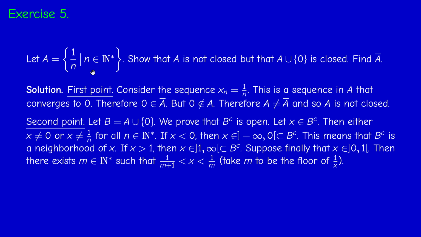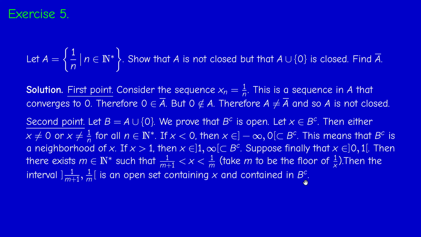Now this interval from 1 over m plus 1 to 1 over m does not meet A. If you draw a picture, the elements of A are 1, 1/2, 1/3, etc. They can be listed in a decreasing sequence converging to 0. So 1 over m is strictly less than 1 over m minus 1 and so on, and 1 over m plus 1 is bigger than 1 over m plus 2 and so on. So all the elements of A are outside this interval, and therefore this interval is contained in the complement, and of course cannot contain 0.